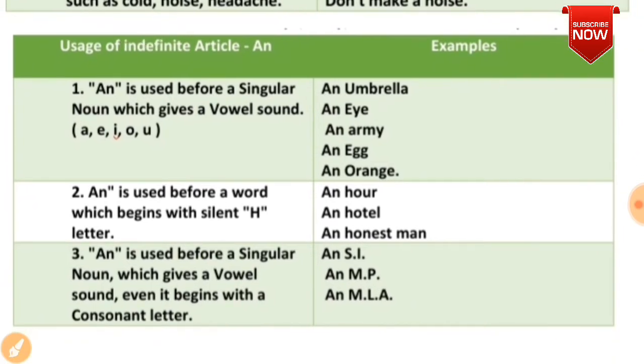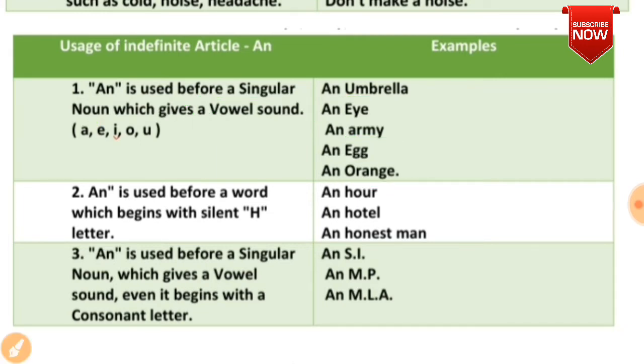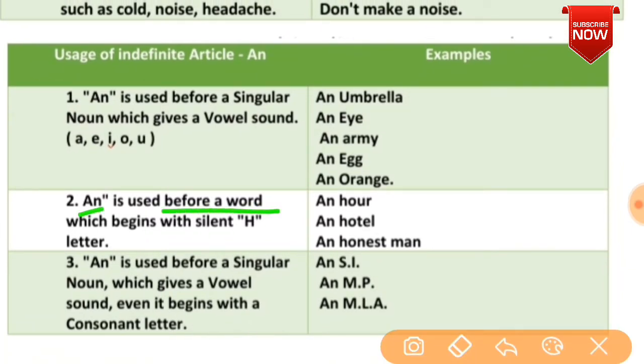Now the main basic concept of an: it is used before a singular noun which gives which sound? Vowel sound. Here you can see umbrella, eye, army, egg, orange. Here it produces what? Vowel sound. Next, an is used before a word which begins with a silent H. Actually we can't pronounce the H, but the H is there. You can see here hour, not hour with an H sound, it's silent. Hotel. These days we have the habit of pronouncing the H in hotel, but actually it is silent. Honest man. Here in all the cases the H is silent and it produces a vowel sound, so we are using an.